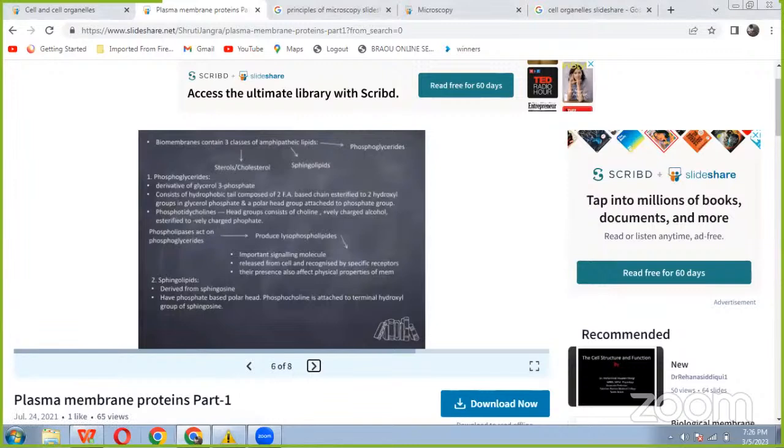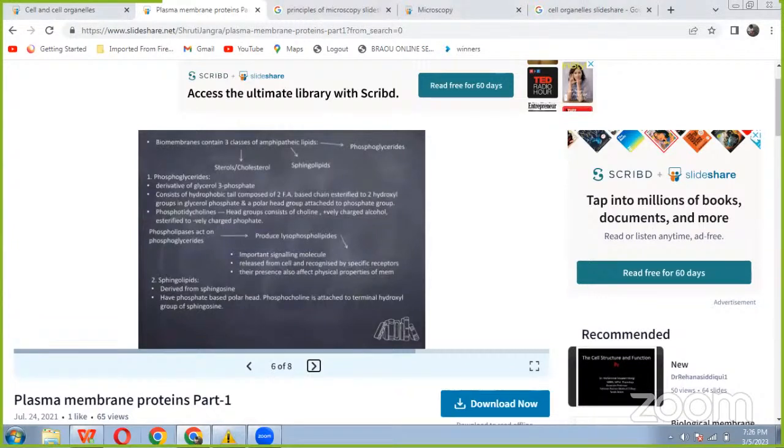Next one, phospholipase acts on phosphoglycerides and produces lysophospholipids. Okay, what is the importance of the phospholipids? They are important as signaling molecules, released from the cell and recognized by specific receptors, and their presence affects the physical properties of the membrane.